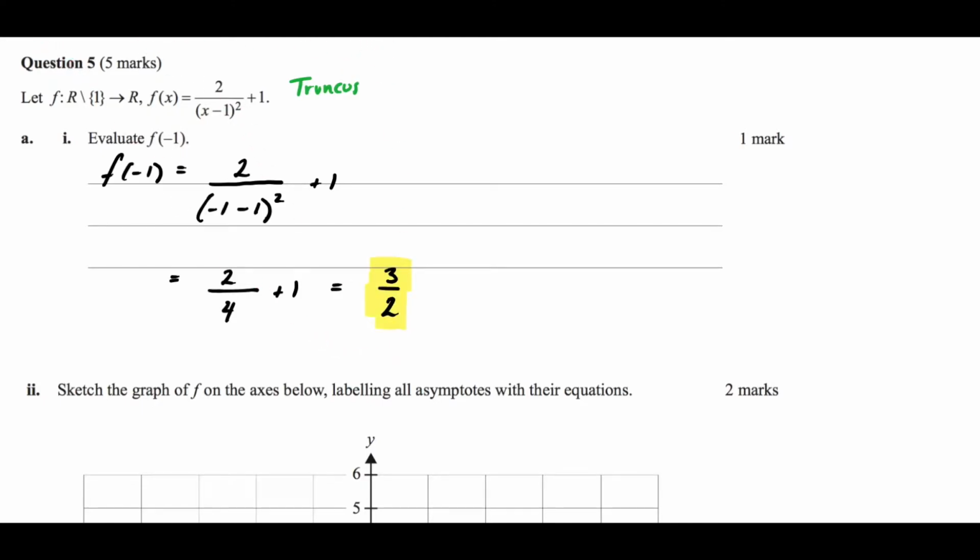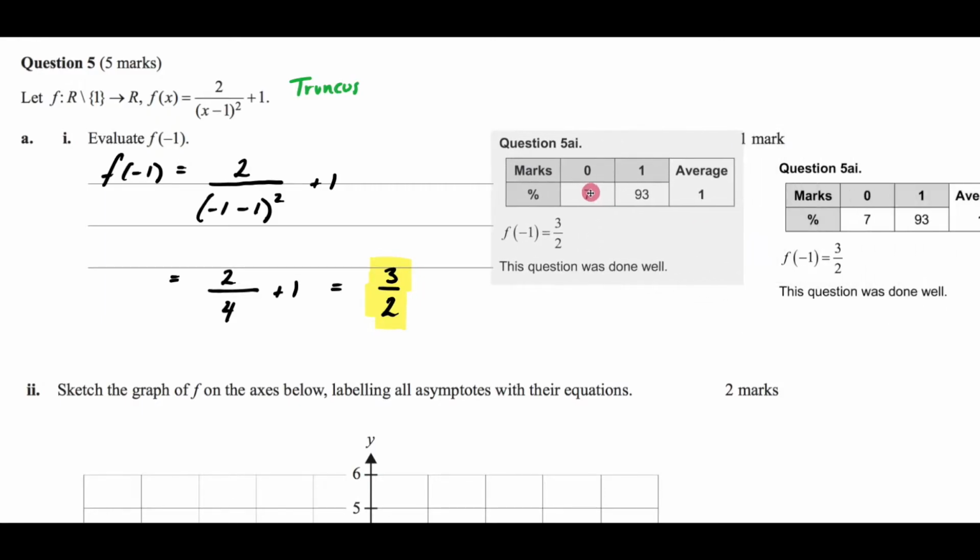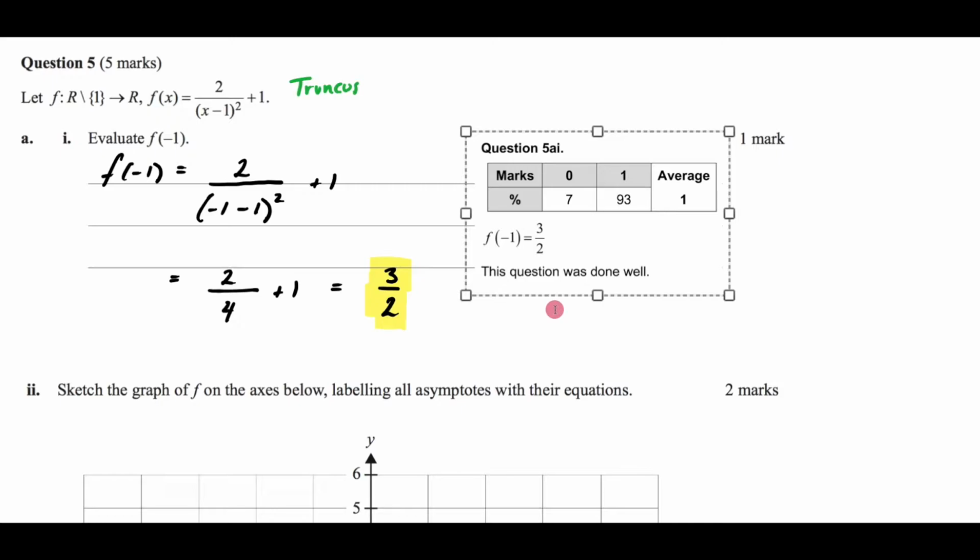Nice and easy. Let's look at the examiner's report and see how people did with this. And as you can see, the state did very well with this question. 93% of the state got the full 1 mark. You can see that. That's what we did, and this question was done well.